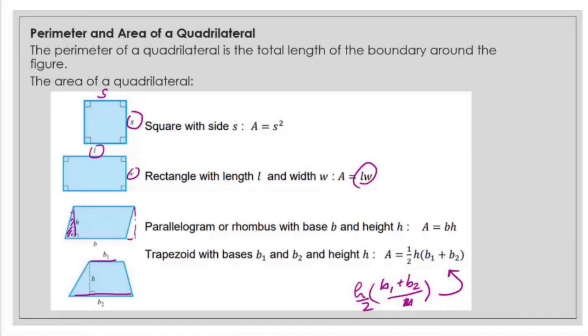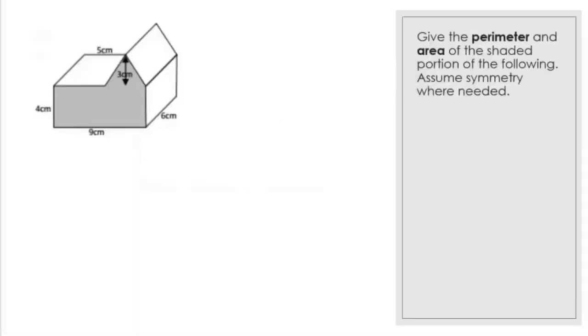Using these formulas individually isn't what's tricky. What can be tricky is knowing which ones to use when we have compound shapes. So here we're asked for the perimeter and the area, just of this front shaded area. For this type of problem, we do have to assume symmetry where needed. And we'll see where that comes in the next two examples.